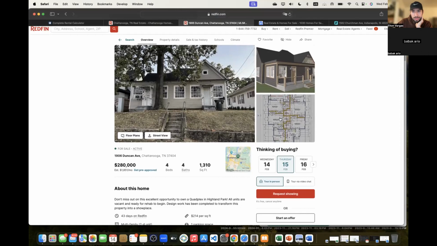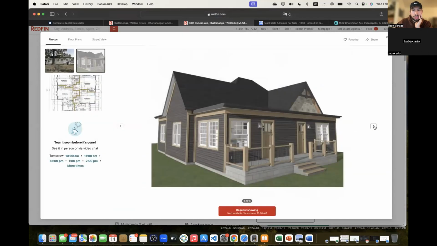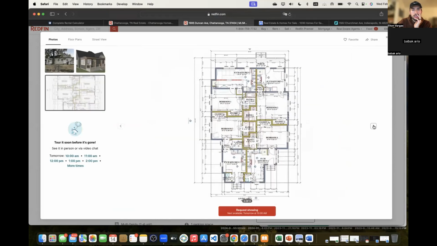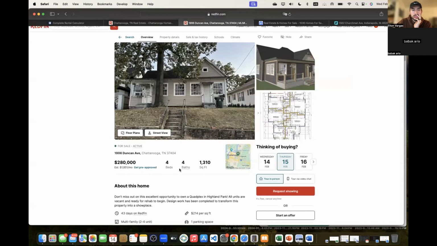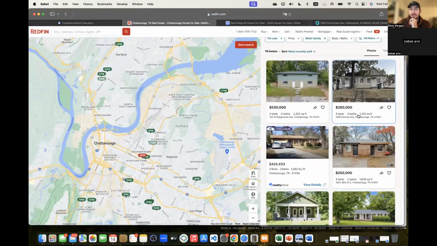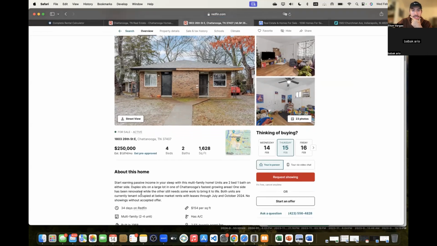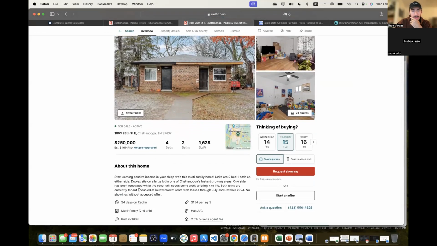What's going on with this? Why are there floor plans? I'm looking for these properties that are already out there, fully updated to analyze. Okay, there's no pictures of the inside. Design work, okay, no rentals. I'm looking for rentals. Rental numbers. Where are the numbers? Come on, agents. Okay, so both units are currently tenant occupied.